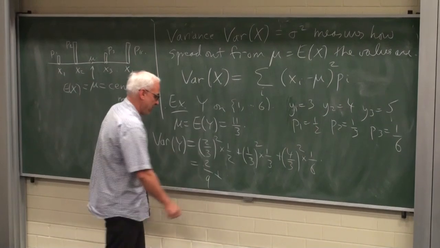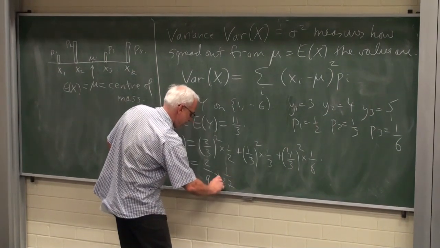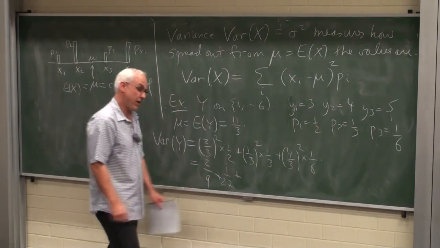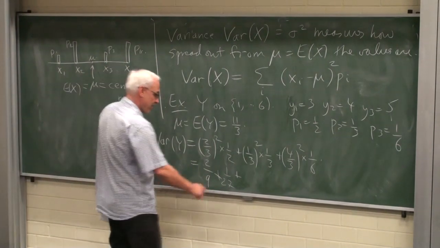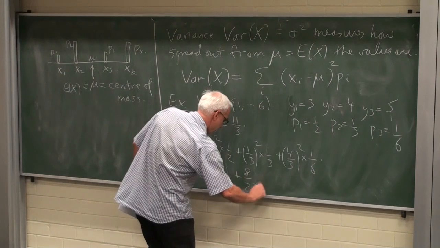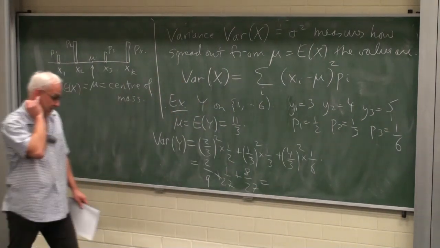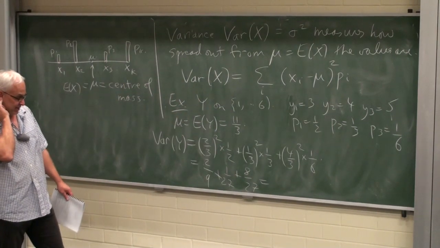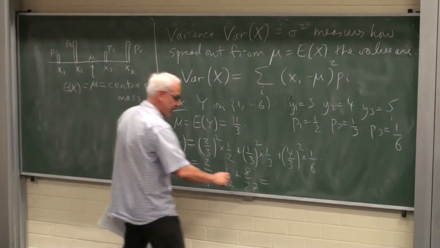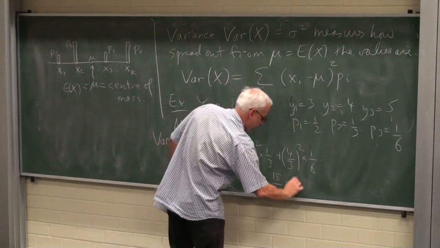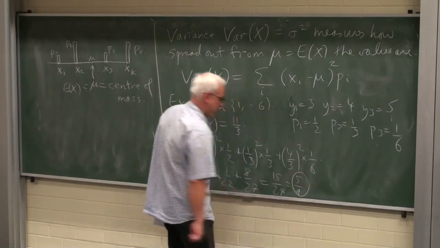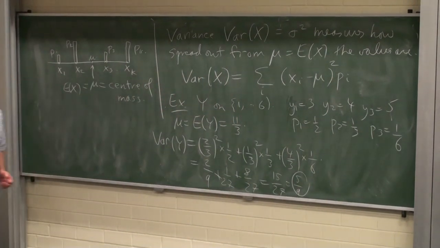And here we have 1/27. And here we have 16 over 6, that's 8 over 3. So it's 8/27. And how many 27ths is that altogether? 6 plus 1 plus 8 is 15 over 27. And divide by 3, I suppose that's 5/9. Okay, if I've done the arithmetic right.